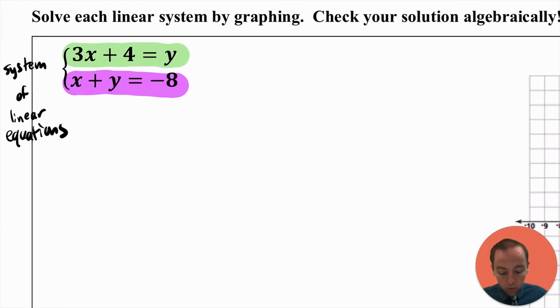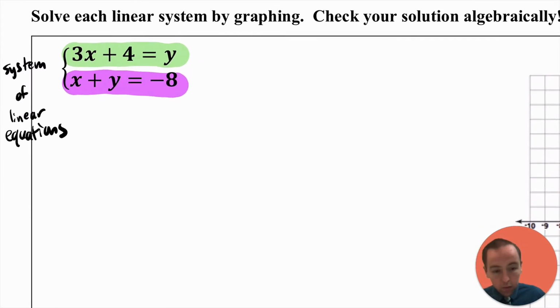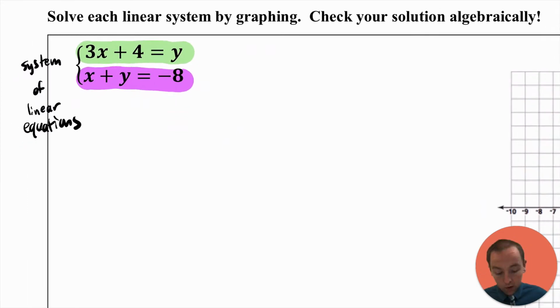And so what we want to try to find really is the x and y value or values that are going to satisfy both the green and the purple conditions. So I'm going to start with the green condition right there. It's actually in mx plus b form.